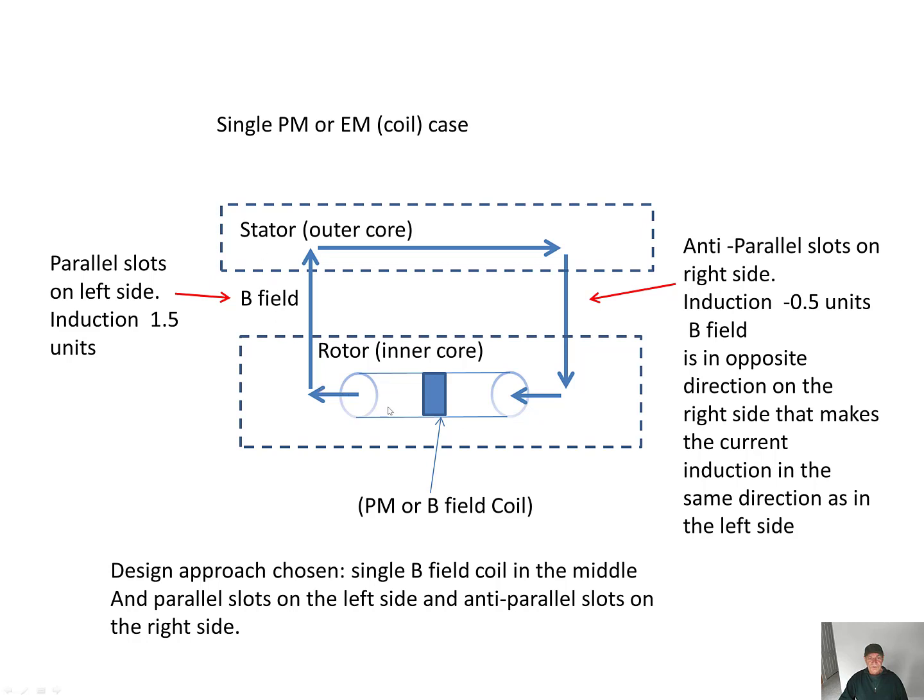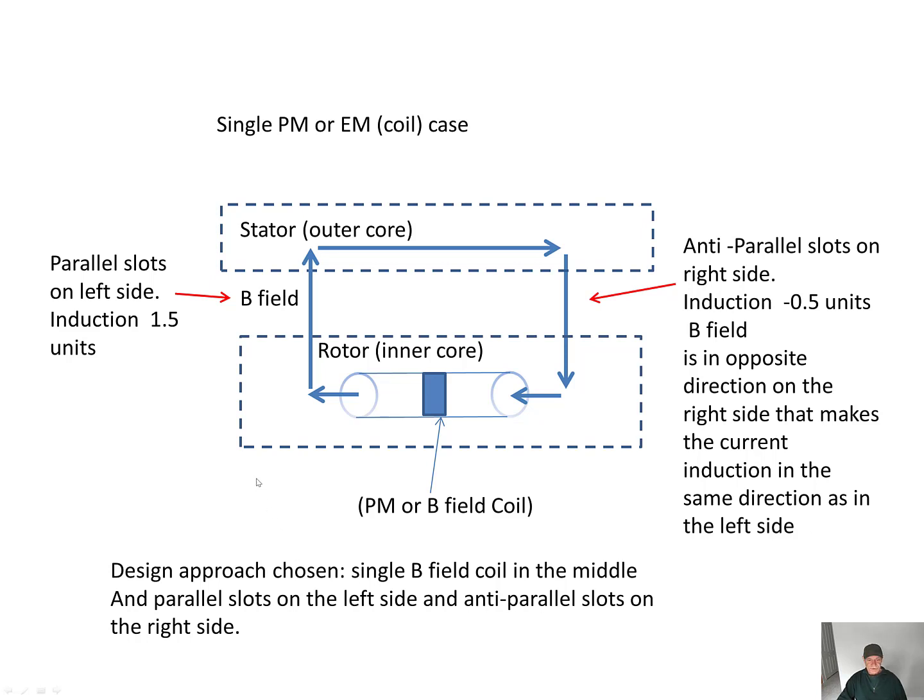So this is the approach we take. We're going to use a single coil, and we're going to have the B field go from the inner core to the outer core across and back down, so it goes up on the left side, down on the right hand side. Parallel slots on the left side, the induction is 1.5 units. Anti-parallel slots on the right hand side, the induction is minus 0.5. But the B field is in the opposite direction on the right hand side. That makes the current induction the same direction as in the left hand side.